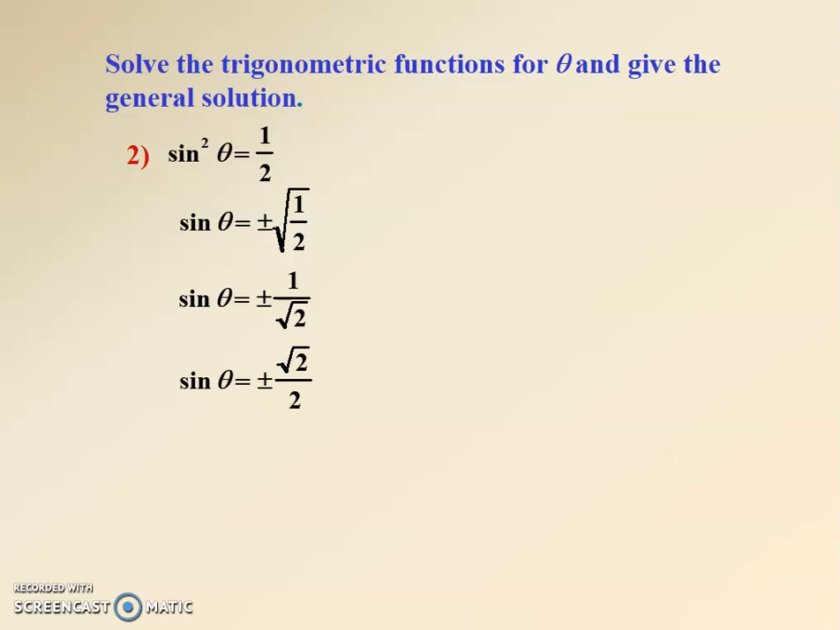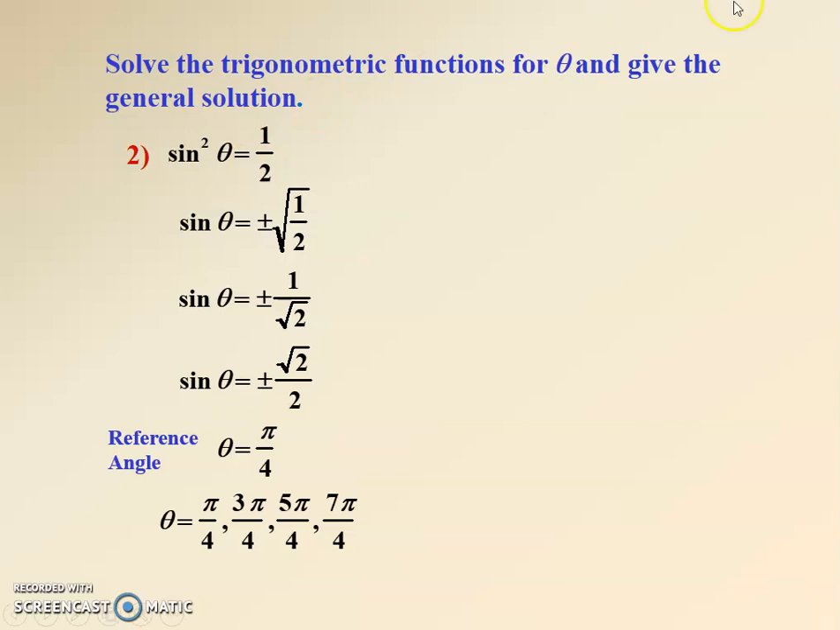And so now we have an angle that we need to find whose sine is square root of 2 over 2, but it also needs to be negative square root of 2 over 2 as well. The reference angle for this is going to be 45 degrees. And so it's going to end up being all 4 of them in the unit circle: pi over 4, 3 pi over 4, 5 pi over 4, and 7 pi over 4.